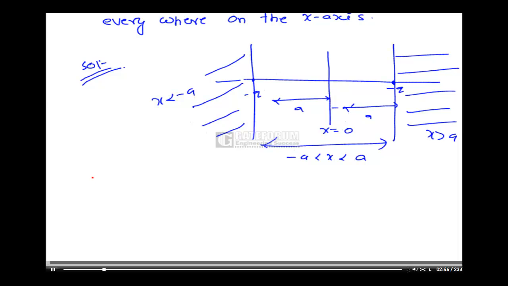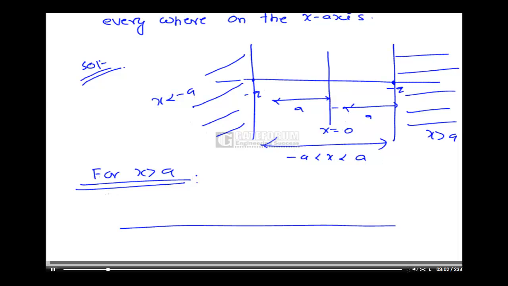So first of all, I am going for x greater than A. For x greater than A, what happens? x is equal to 0 has 4q, x is equal to minus A has minus q, x is equal to A has minus q. So this is the region I am calculating.